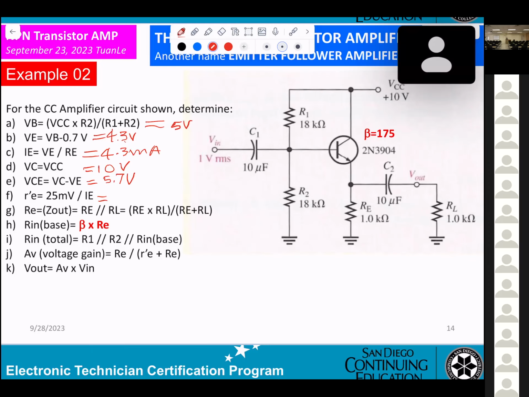And 5.814. Is it right? No, 5 point. Okay, 5 point, sorry. 5.814 ohms. Let's see.